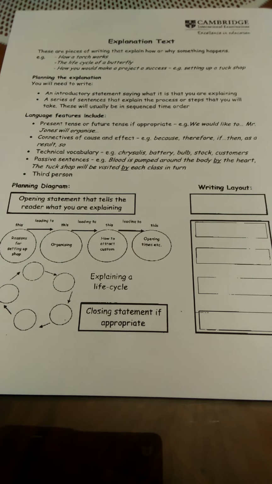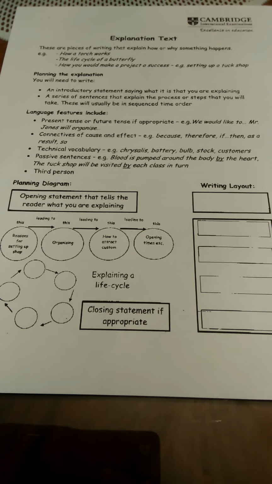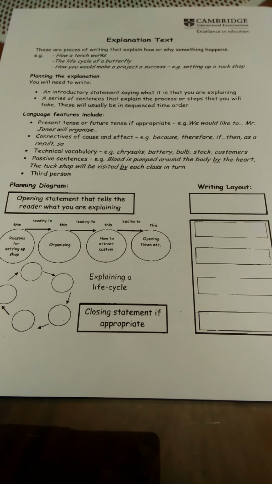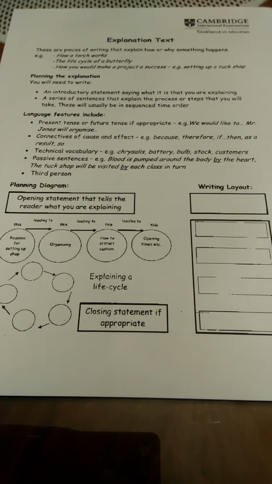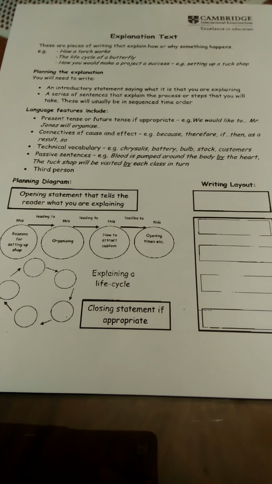These are pieces of writing that explain how or why something happens. For example, how a torch works, the life cycle of a butterfly, how you would make a project a success. For example, setting up a tuck shop.